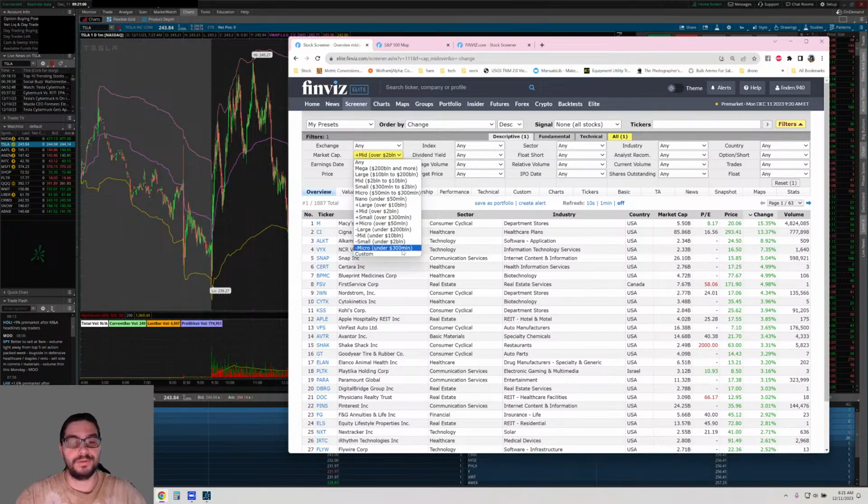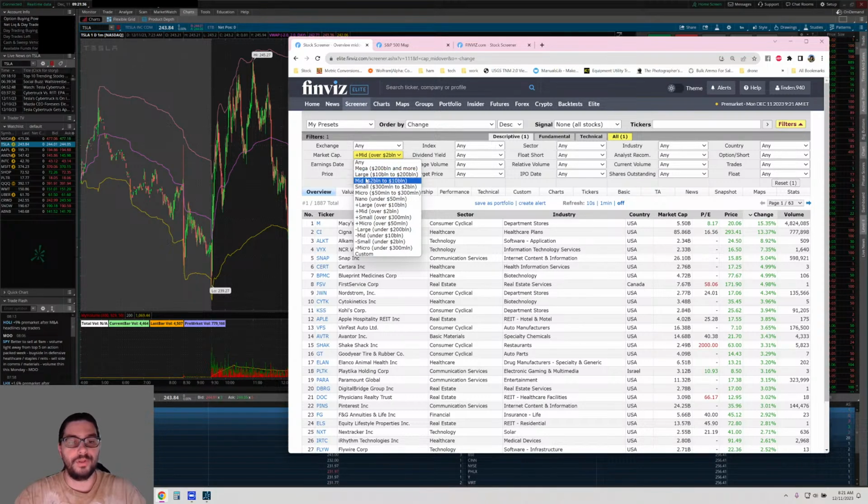Micro is under 300. Small is under 2 billion. Mid is under 10, so 10 to 2. Large is under 200, above 10. Actually, I guess I could have gone up through this way. So there's your nanos under 50, micro 50 to 300, small 300 million to 2 billion, mid 2 billion to 10 billion, large 10 to 200, and then megas are 200 and bigger.